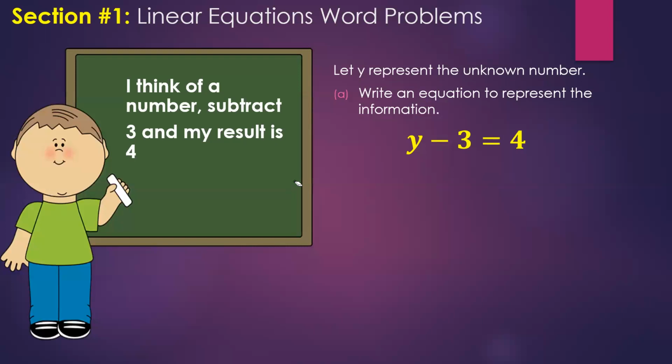Okay, so I think of a number, subtract 3, and my result is 4. So write this down for me, please. I think of a number, call it y. I subtract 3 and my result is 4. Now the next part says, and I want Dion to read this. Read this for me, Dion.